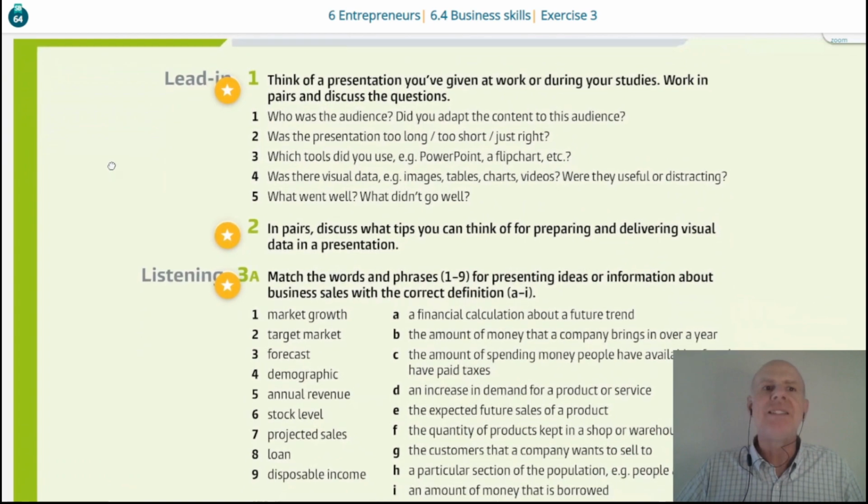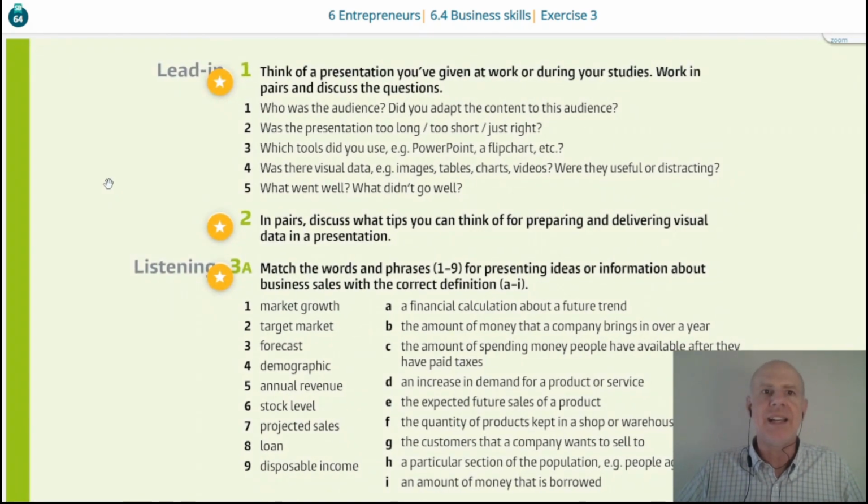Let's go and see the first exercise. Think of a presentation you've given at work or during your studies. Work in pairs and discuss these questions. Who was the audience? Imagine that it was at school. Probably your teacher, because you wanted to get a good grade, and your classmates. Maybe, right? And at work, maybe your boss, maybe your subjects, maybe your clients.